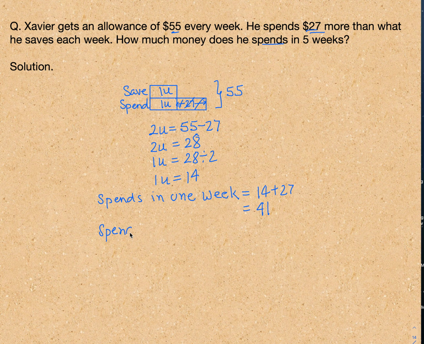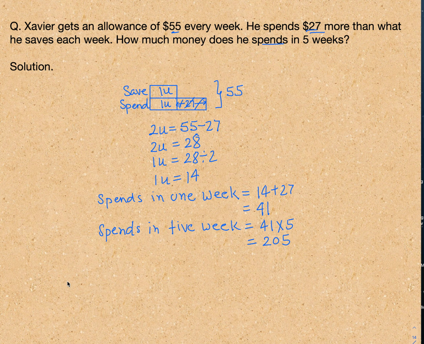So how much will he spend in 5 weeks? That's easy, I think all of you know it. It's 41 times 5, because in 1 week it's 41. So in 5 weeks it will be 41 times 5. That will give you 205.